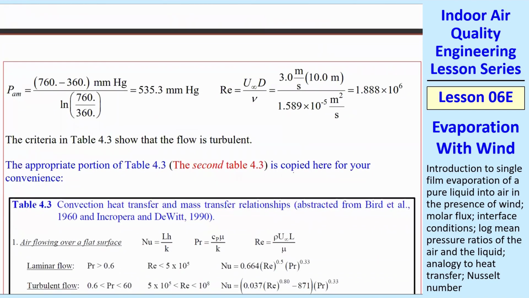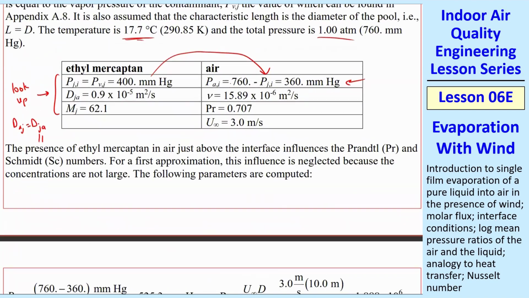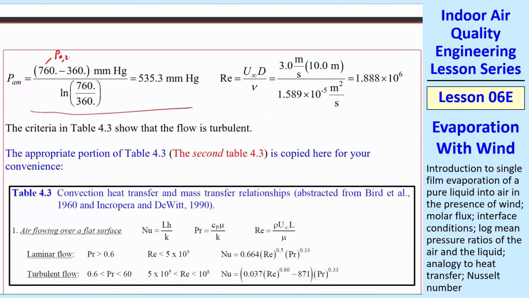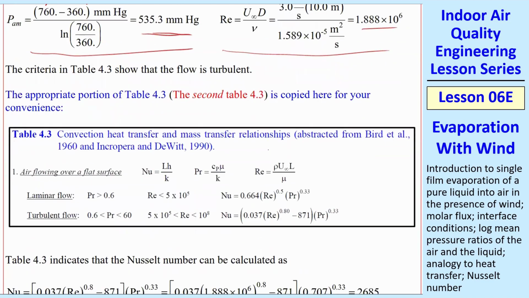First, I calculate PAM. That's why I had to calculate PAJ. I'm assuming that PA2 equals PA infinity equals P itself. So we have pure air out there. That's clean air. Then we get PAM. You can do this either in millimeters of mercury or in kPa. You just have to be careful that you keep your units consistent. Reynolds number, we calculate. And now you go to table 4.3. I copied and pasted a screenshot here for your convenience.